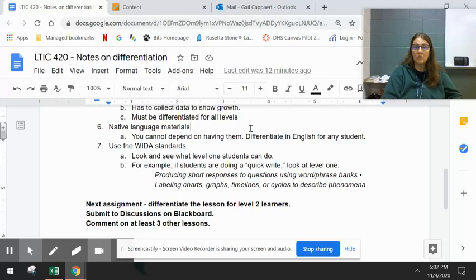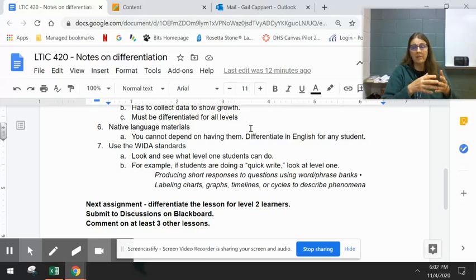There are other ways to do that, mostly by asking students what they can produce in their language. So what do they know a word means? Do they know words? If you show them a picture of a sun, can they say the word in their language? And remember, you cannot depend on having Spanish speakers.